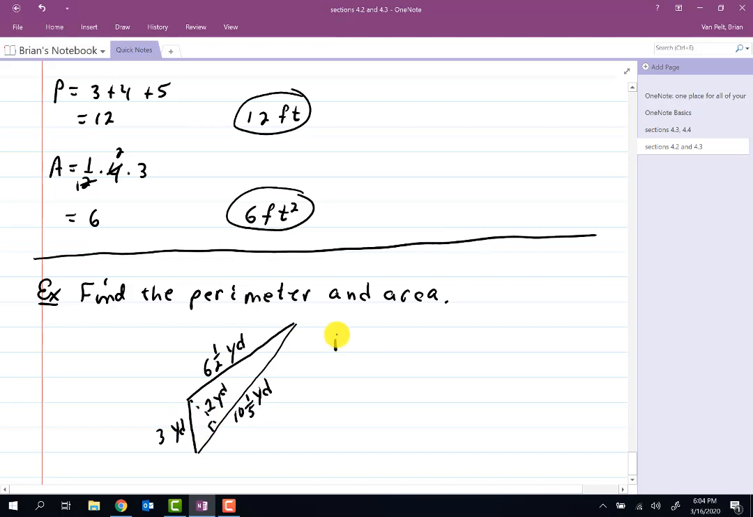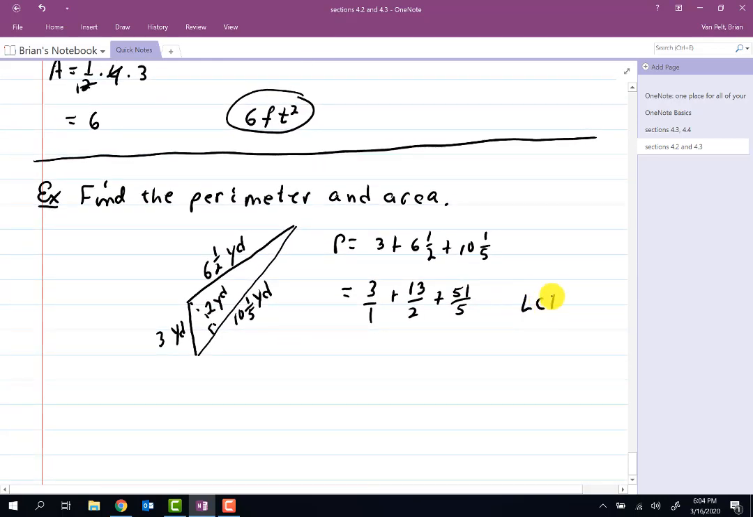So for the perimeter, we just add up those side lengths. So it's going to be 3 plus 6 1/2 plus 10 1/5. Changing to fractions for everything. You can check these numbers on your own. However, I do know the LCD is 10. So I'm going to want to change all of these fractions to being over 10. And now let's add them all together. 30 plus 65 is 95, plus 102 is 197 over 10.